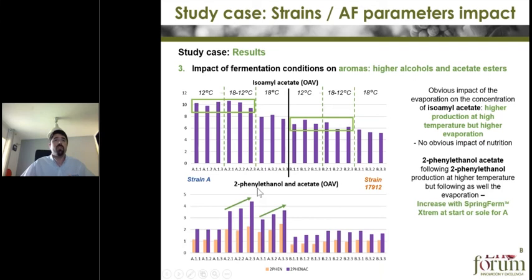If you look at the 2-phenylethanol and its acetate, it's interesting. Again, very different strains, but in the strain producing a lot of these compounds, the higher the temperature, the more you increase the production of 2-phenylethanol, and so you increase the production of acetate as well. And you have a little bit more acetate at 18 than at 12. Why? Because you limit the evaporation of this acetate.